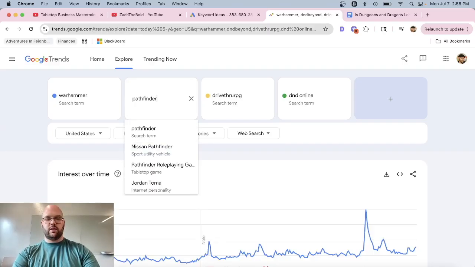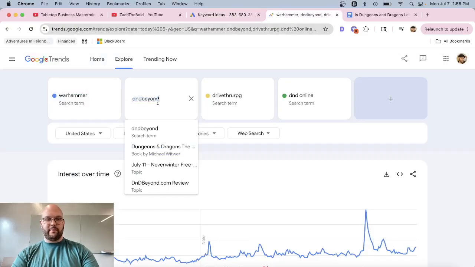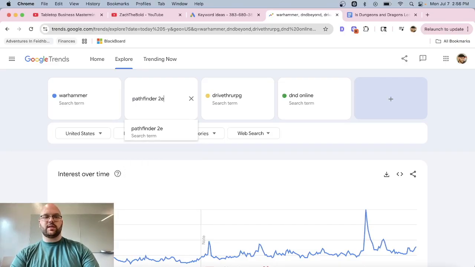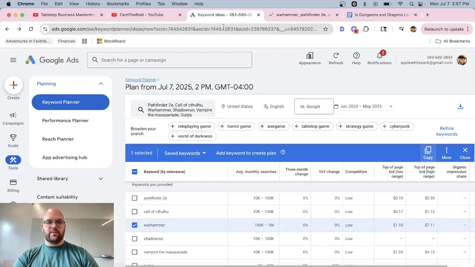Pathfinder. And again, I have to ask, was it a space or not a space? It was a space. That stuff matters in this research. Pathfinder 2E. Just like you saw the difference between D in D versus D and D in research, having a space versus not having a space makes a huge difference.